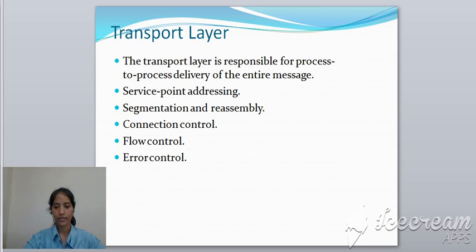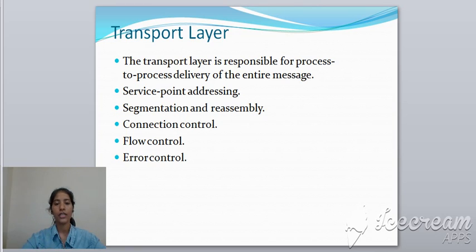Service point addressing. Computers often run several programs at the same time. For this reason, source to destination delivery means delivery not only from one computer to the next, but also from a specific process running on one computer to a specific process running on another computer. The transport layer header must therefore include a type of address called service point address or port address. The network layer gets each packet to the correct computer. The transport layer gets the entire message to the correct process on the computer.